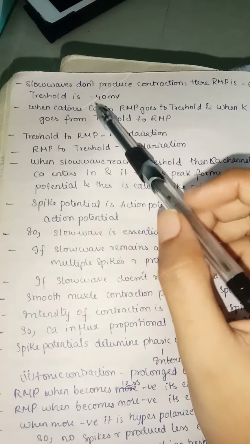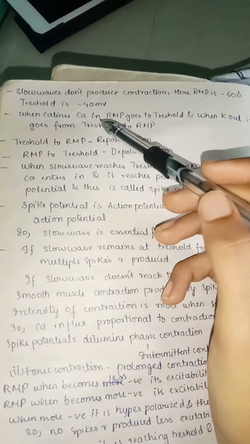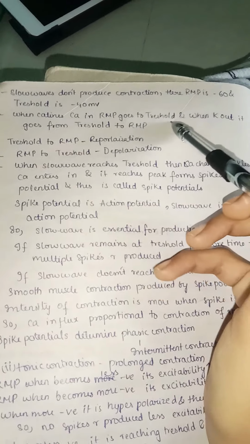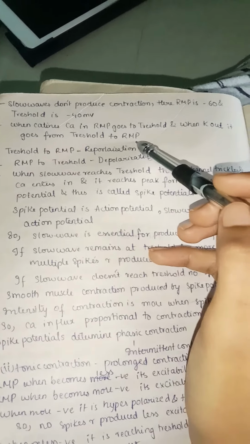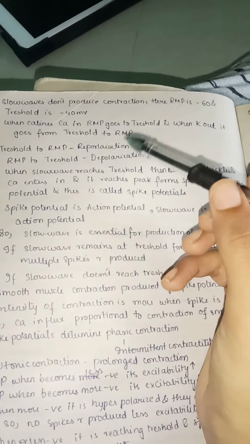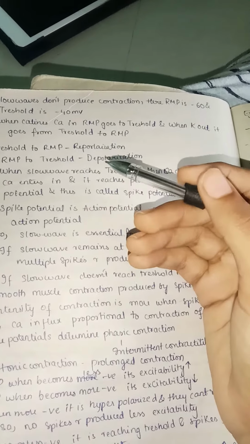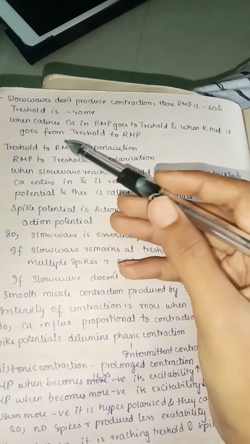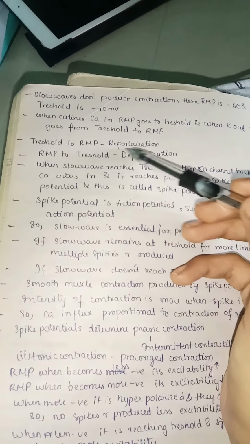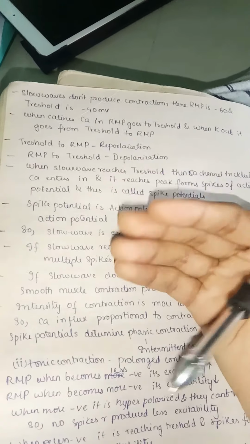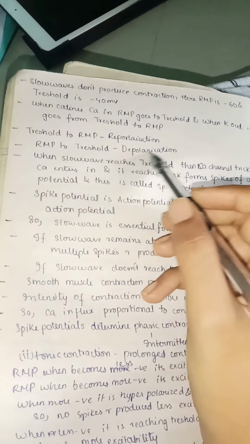You should remember these values, and remember also that they can't produce contraction, of course, because they are not true action potentials. The cations like calcium take the resting membrane potential through the threshold, and when potassium goes out, it goes from threshold back to RMP. As potassium is getting out, positive charges are lost from the cell, so the cell tries to become more negative. So threshold to resting membrane potential is called repolarization, because it is coming back to the original RMP. And from the resting membrane potential to the threshold is depolarization.